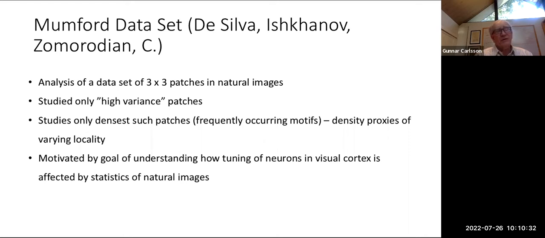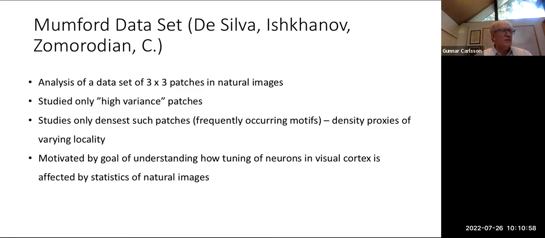If we find that it sits on the 7th sphere, that's not an interesting finding. So the idea is to study only the densest such patches, the most frequently occurring motifs. And we'll have density proxies of varying locality. Think here of a kernel density estimator where there's a variance or a sigma factor that tells you whether you estimate density only nearby, or have a broader definition of it.